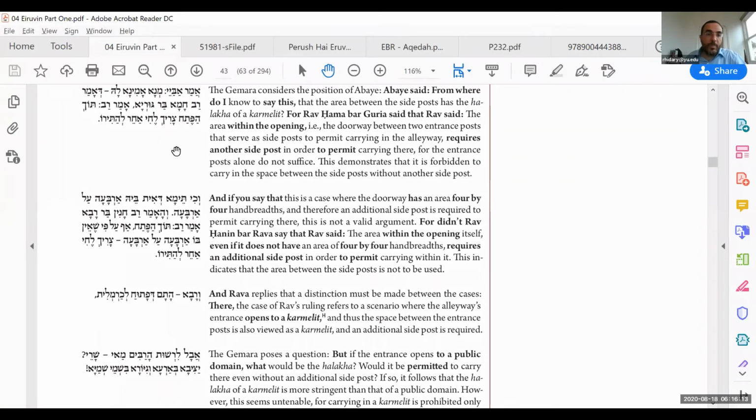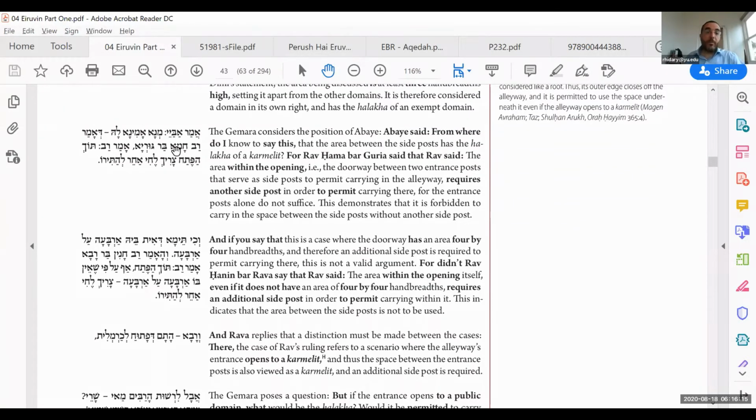So Abaye brought this proof in the name of Rav, so he's of great stature, and so, all right, it's prohibited. Sounds like a good proof. How's Rava gonna reject this?